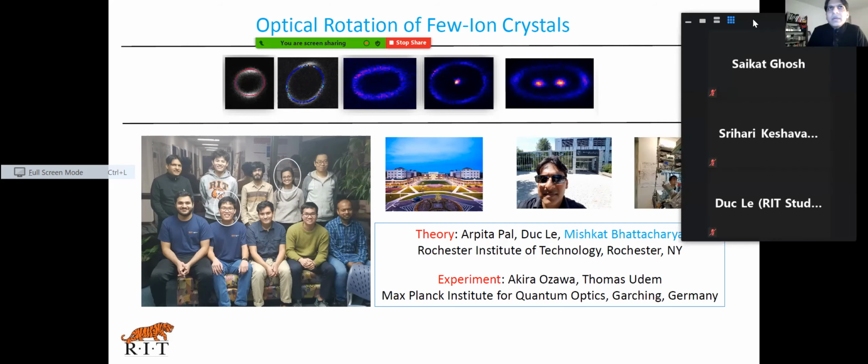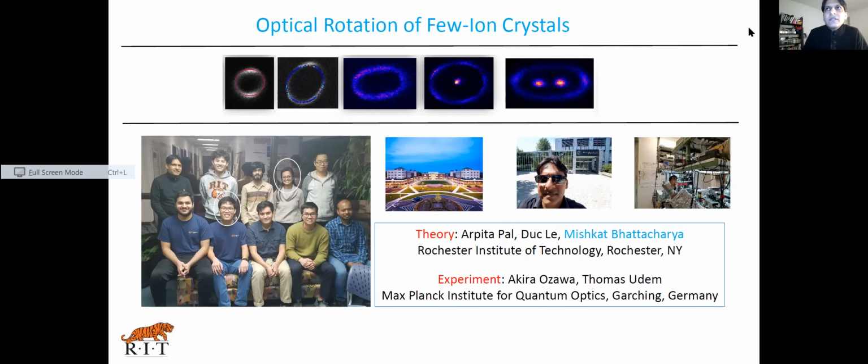I will talk about optical rotation of few ion crystals. I took the word theory out of the title because actually now we have some experimental data, and I will describe it in detail. You can see some of the data up here. Everybody see these images? Yes. Okay. I'll describe these in a little more detail.